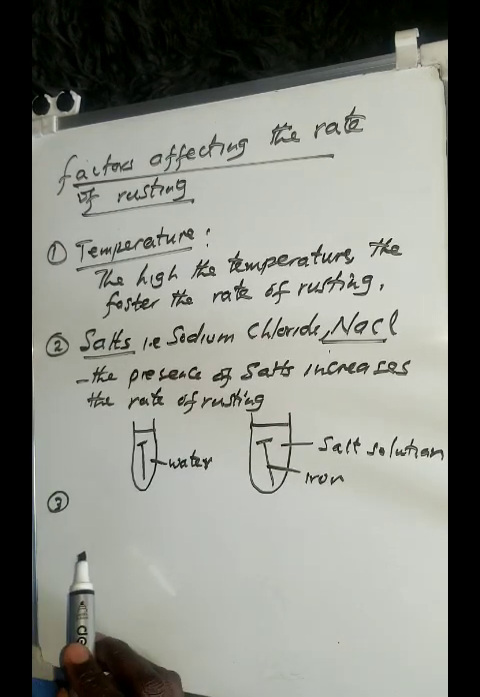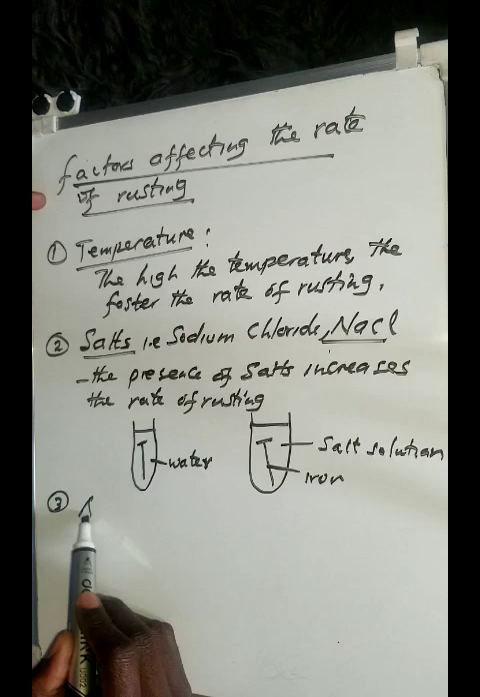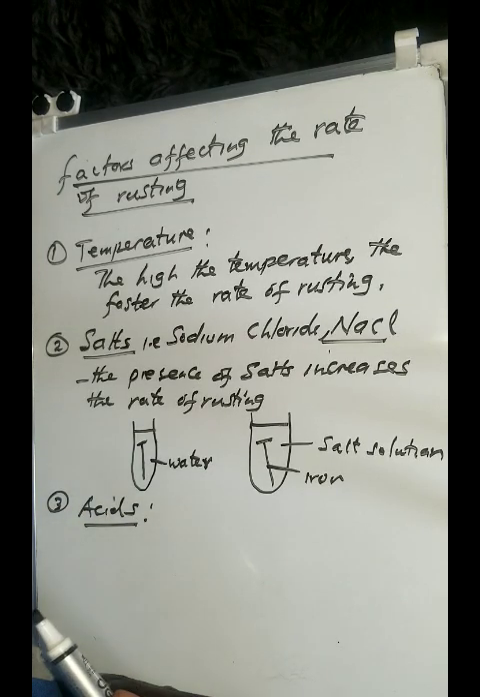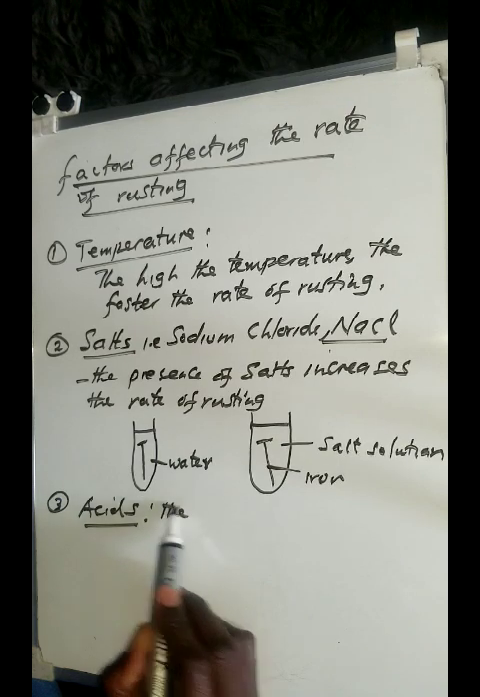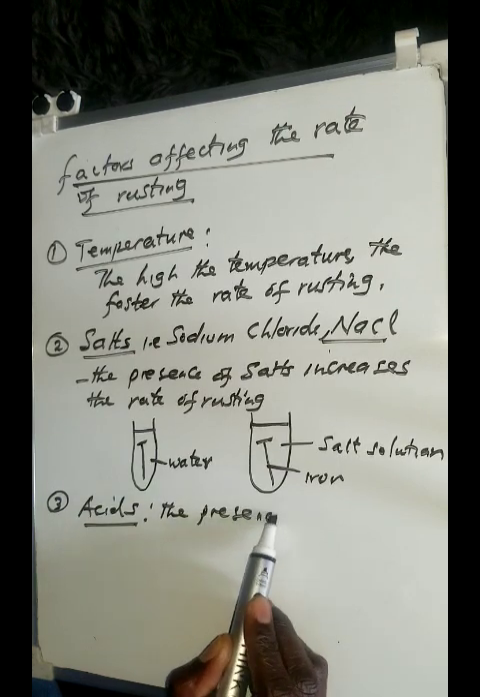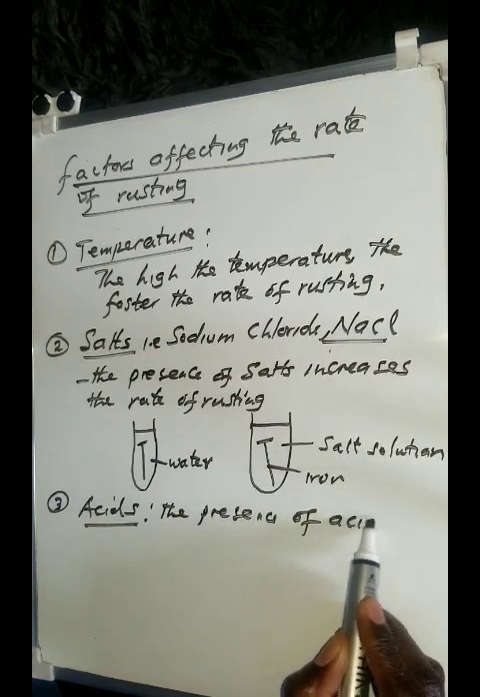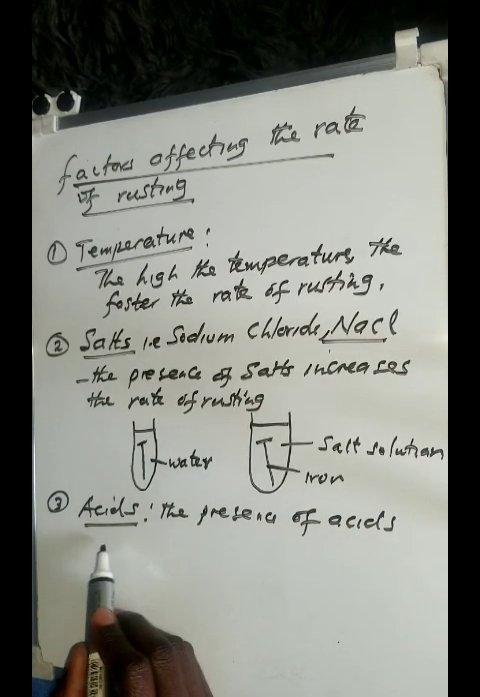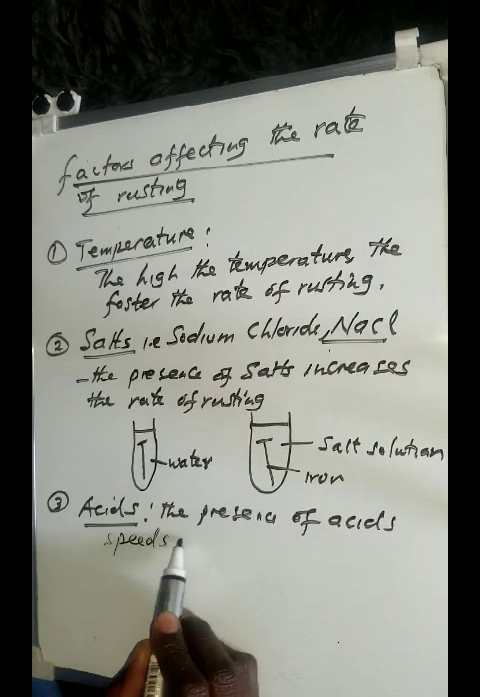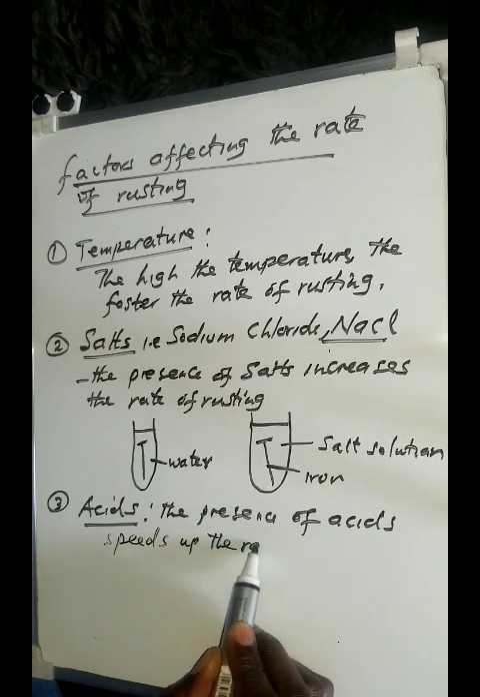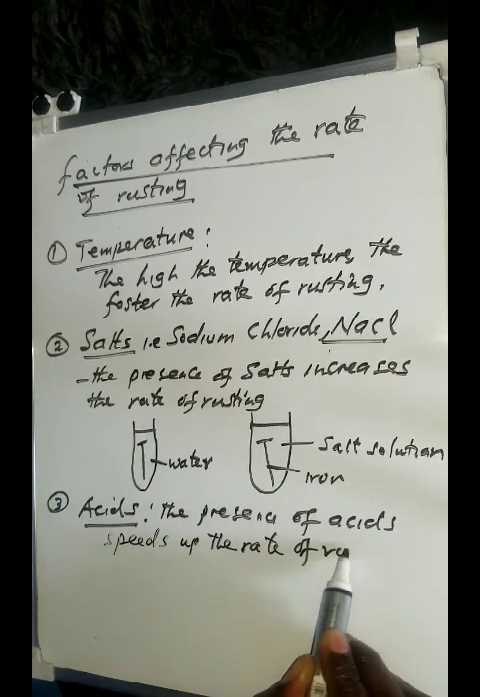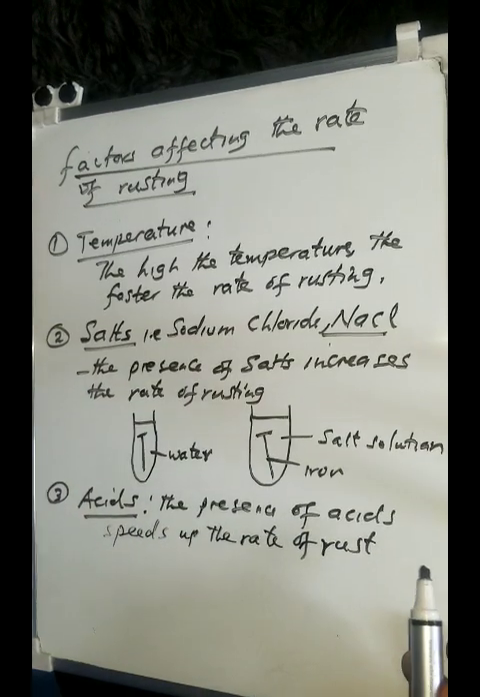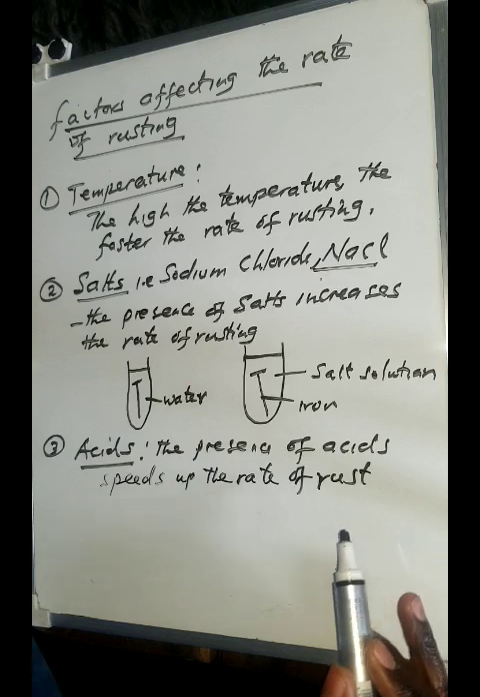Another factor that affects the rate of rusting are acids. So how do acids affect the rate of rusting? You need to remember that the presence of acids speeds up the rate of rusting. So if iron is exposed to acids, it simply means that the rate of rusting is going to be accelerated.